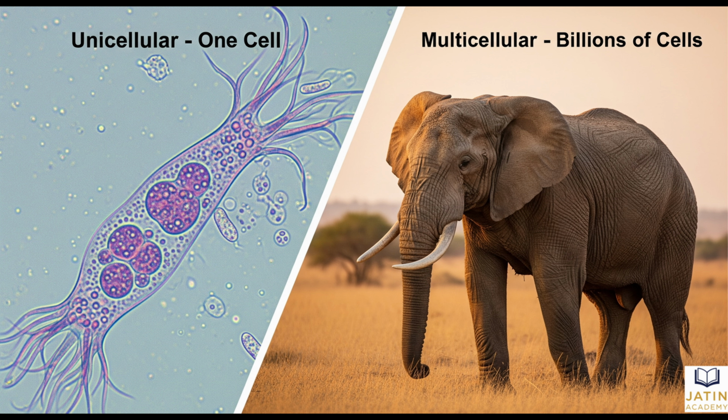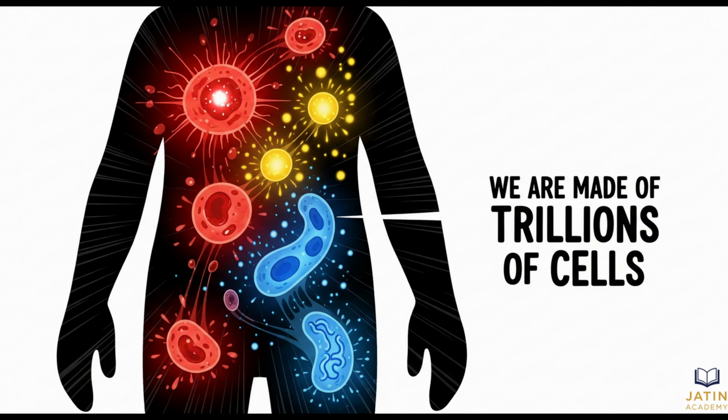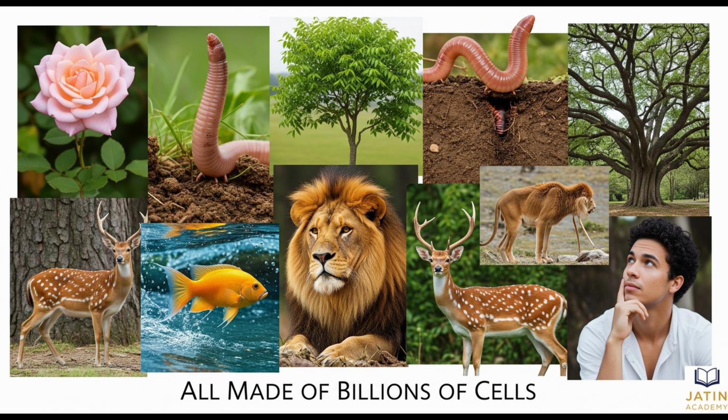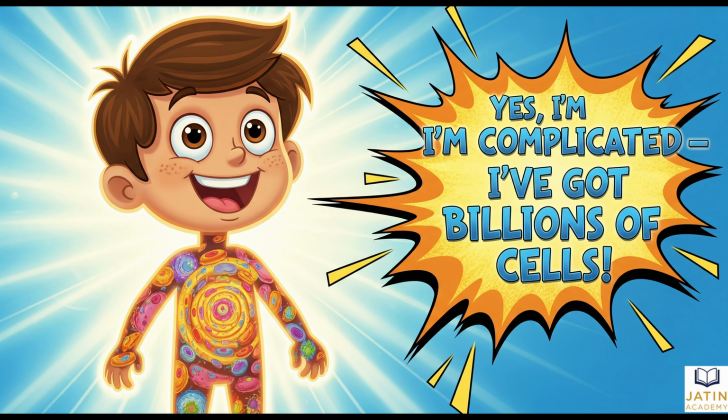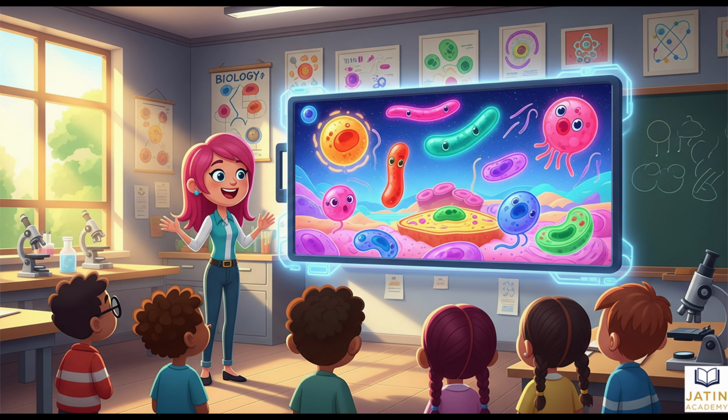We and all the plants and animals around us are multicellular. That means we're made up of millions and billions of cells. A rose plant, a neem tree, an earthworm, a fish, a lion, a deer, and we humans, all of our bodies are made up of countless cells. Multi means many. So next time someone says, "You're so complicated," just smile and say, "Of course, I have millions of cells inside me."